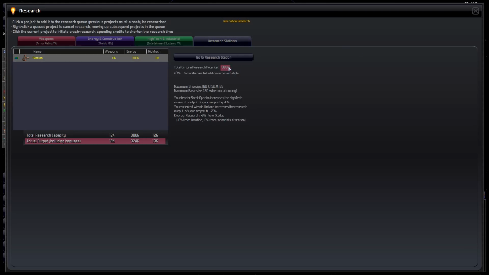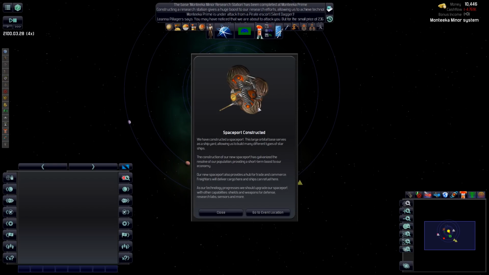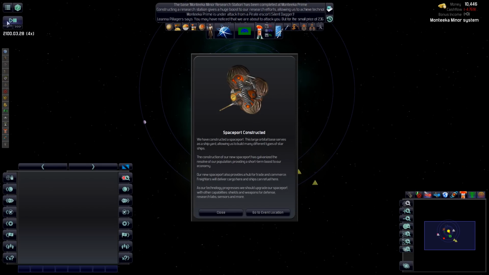366. This will drop back down into the 200s. It's just, do I want to add like two more labs real quick? I got construction ships in the queue right now. I'll wait till that first construction ship is almost done. Technology, I should upgrade our spaceports, blah, blah, blah.